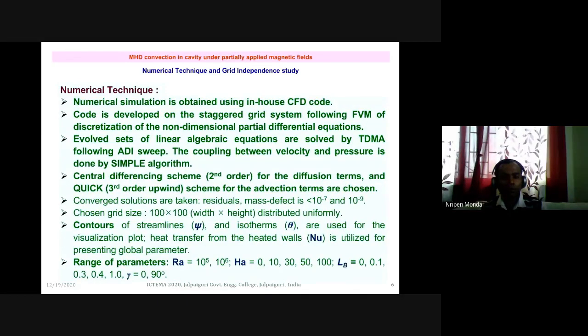For this problem, we have chosen a 100 by 100 grid size, which is distributed uniformly. Overall results have been presented utilizing streamlines, isotherms and average Nusselt number. The ranges of controlling parameters are: two sets of Rayleigh number, 10 to the power 5 and 10 to the power 6, and Hartmann number varied from 0 to 100. The length of the active magnetic field has been taken as 0 to 1, and gamma, the inclination of the magnetic field, has been taken as two values, that means whether it is horizontal or vertical with respect to the x-axis.